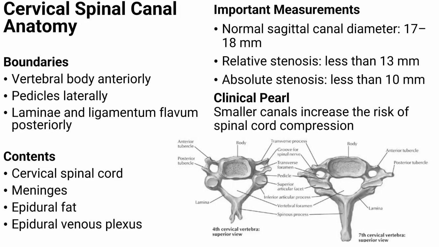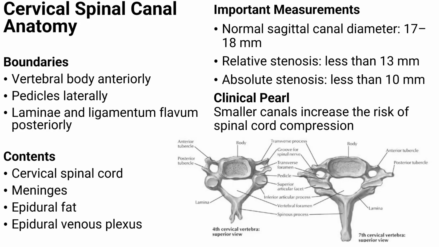The cervical spinal canal is the bony passage that houses and protects the cervical spinal cord, together with its surrounding tissues. Its boundaries are formed by the vertebral body in front, the pedicles on each side, and the laminae with the ligamentum flavum behind, while the canal also contains the meninges, epidural fat, and the epidural venous plexus.